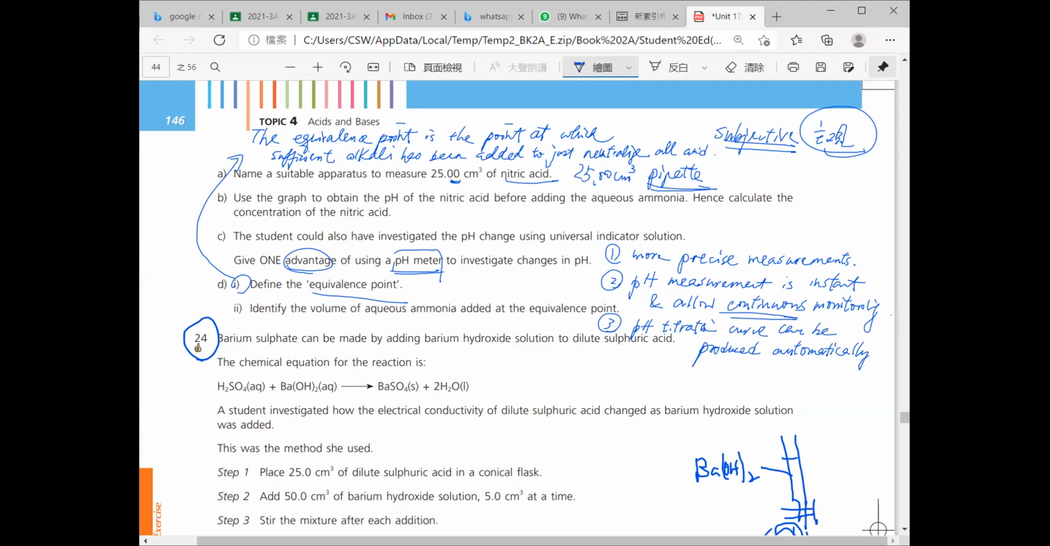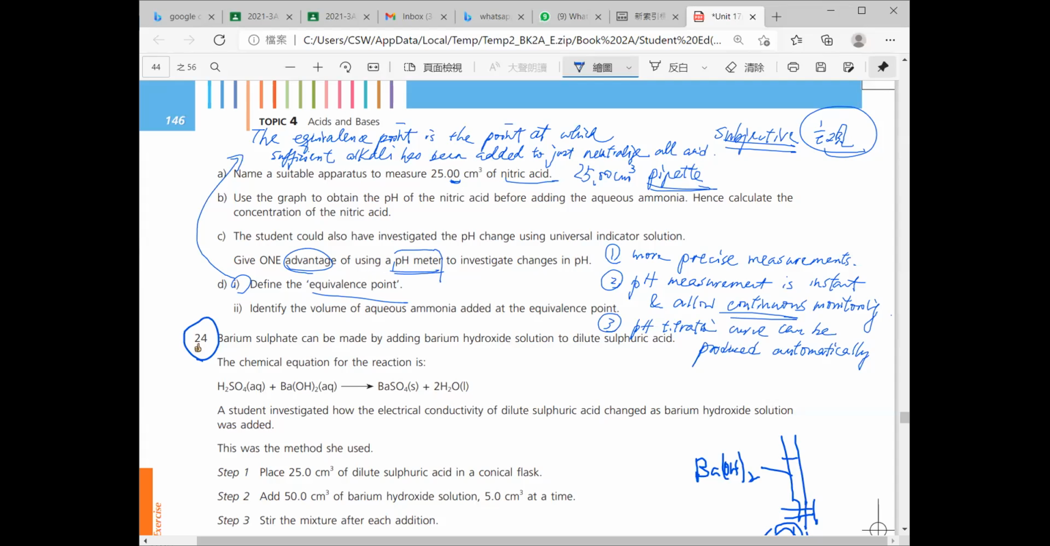So according to the equation, 1 mole of ammonia is used to react with 1 mole of acid, right? Because this time the acid is monobasic, right? Nitric acid.